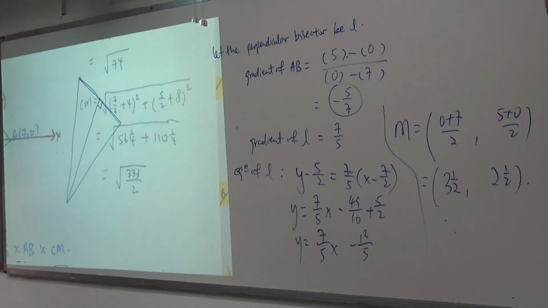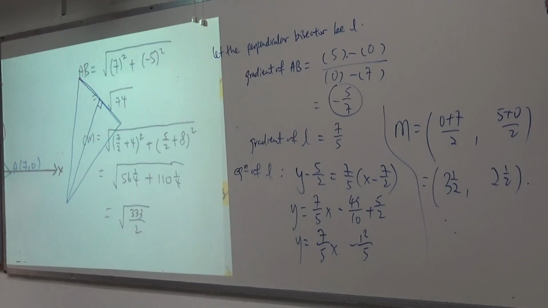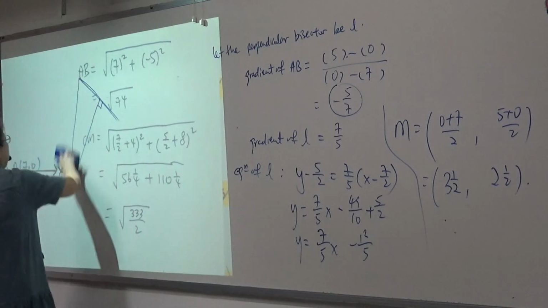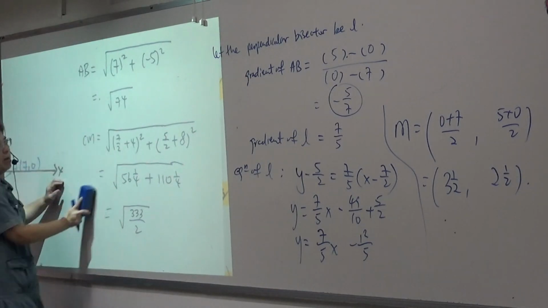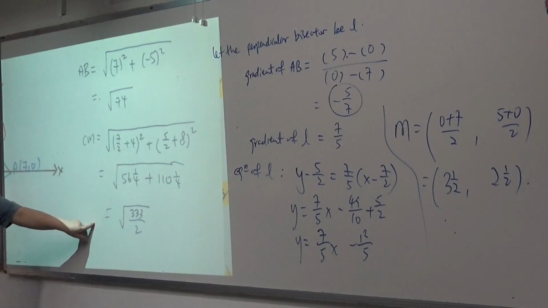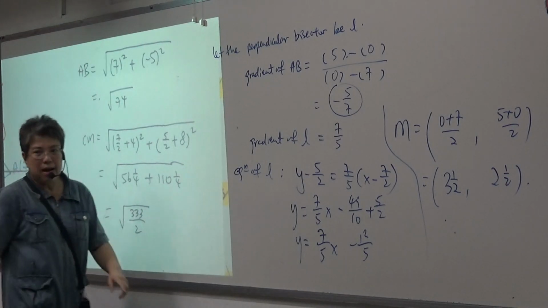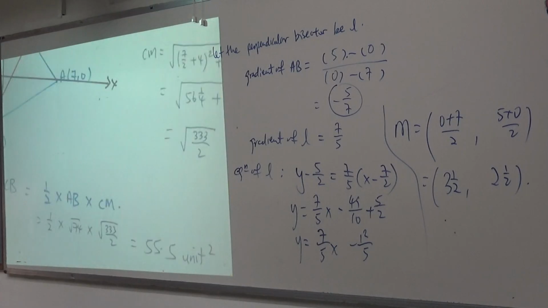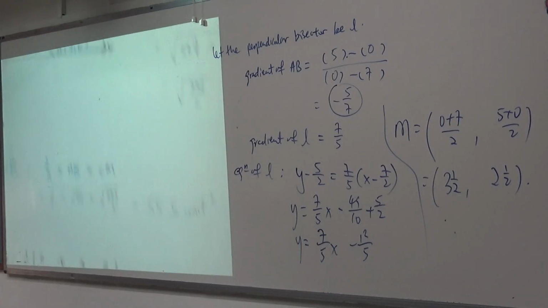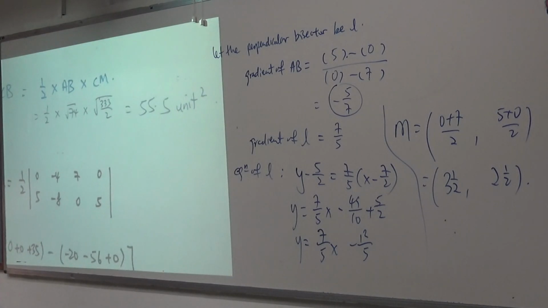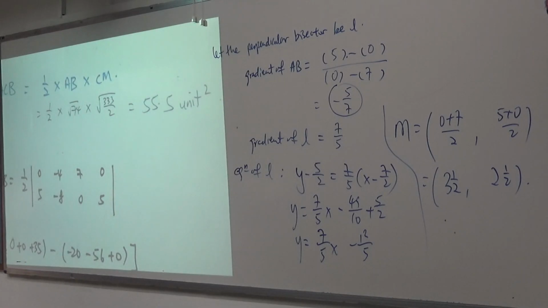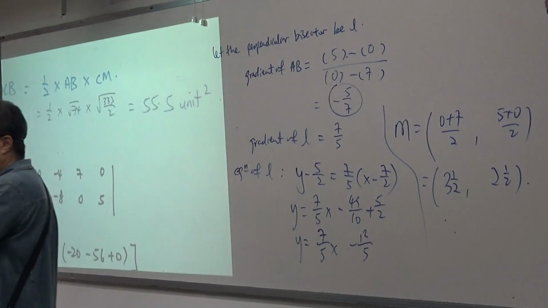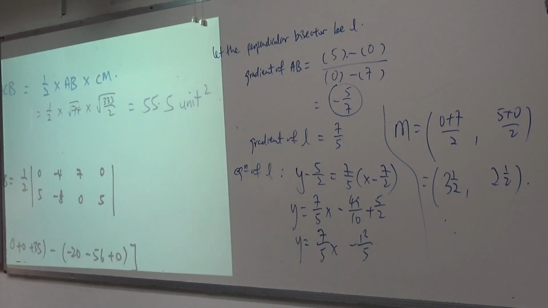Now, I will find AB. Can you see? I find AB, I use the formula, so on and so forth. Then I find CM, I get this. Then I use the area formula. It will be half times AB times CM. I use this and I'll get 55.5 units squared. So this is called the caveman method, half times base times height.